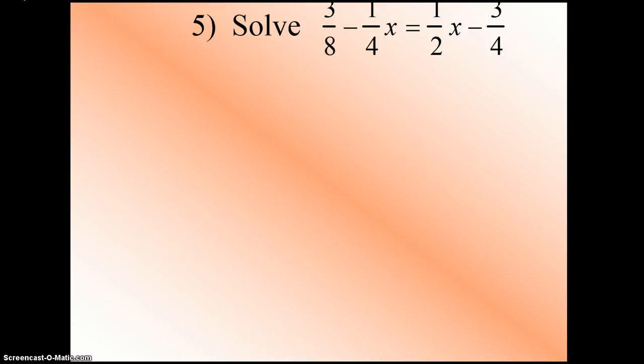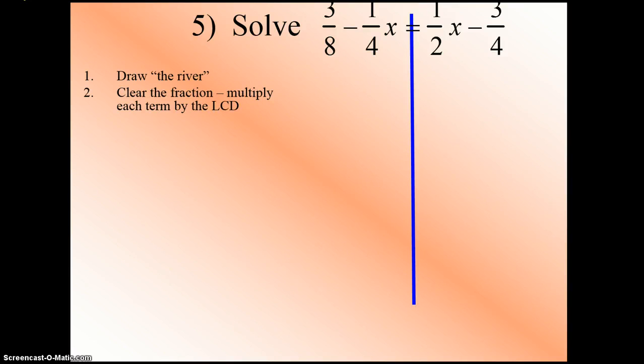Alright, we've got some nasty fractions here. We've got a whole bunch of fractions. So let's take a look. Let's go ahead and take this piece by piece. First thing we want to do is draw the river, as always. Next thing we want to do is clear the fraction. Instead of working with all these fractions, let's clear the fraction.